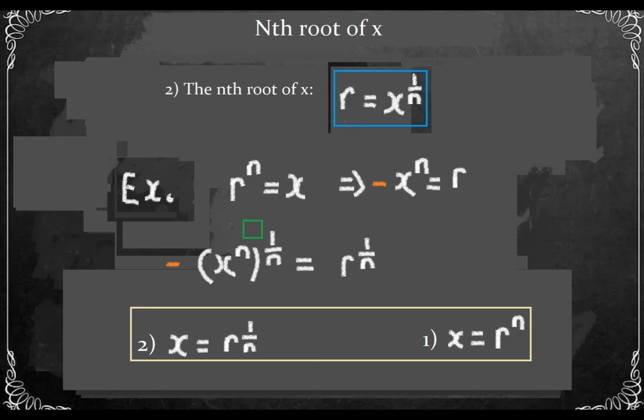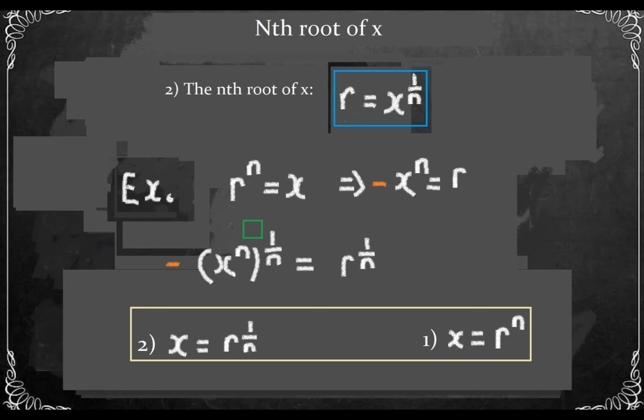But if we want to find the inverse of r to 1 over n, just apply the definition again. Perform the same operation, but this time raise each side to the power of n. Returns back to label 1, the original definition. The inverse, an undoing operation. That being said, the nth root of x is just a number x raised to the power of 1 over n, whereas the nth root of a number x is a number r raised to the power of n.